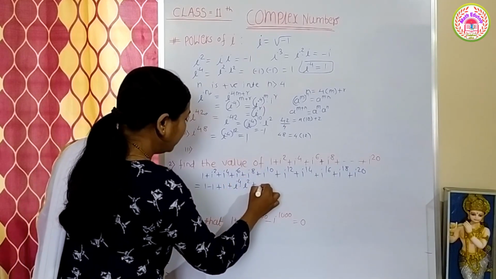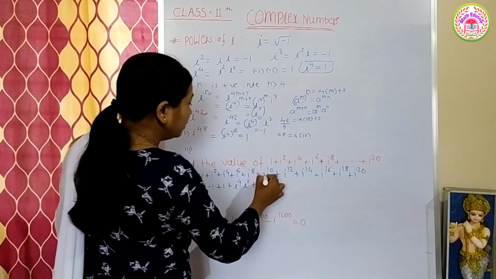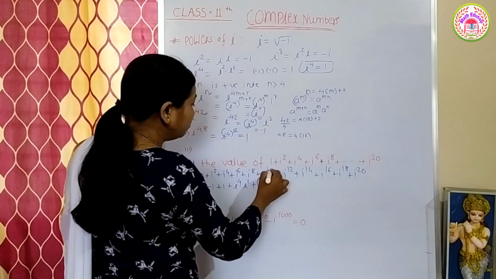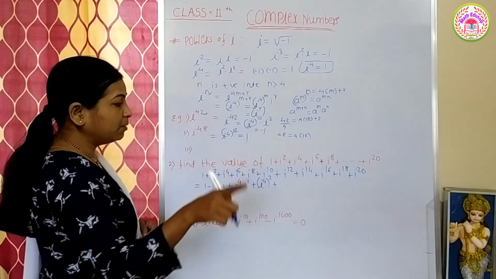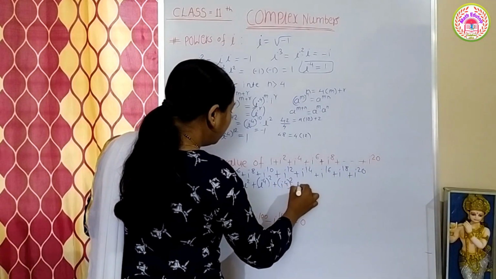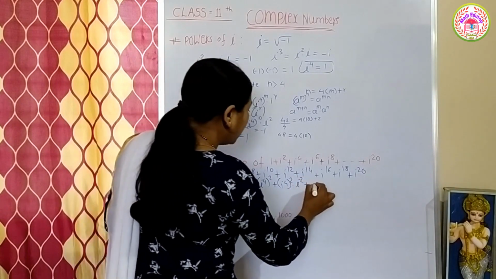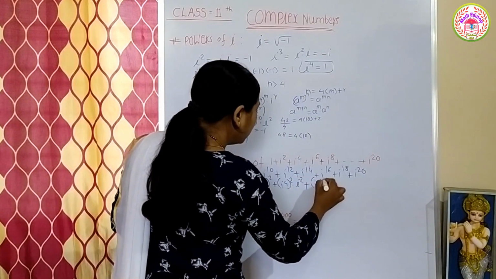This i raised to 8 मतलब क्या? i raised to 4, i raised to 2 क्या होता है? 4 into 2, 8. Then i raised to 10. How to write this? If we divide this 10 by 4, the remainder is 2. That means i raised to 4 raised to 2 into i square form. Then this 12 is completely divisible by 4. That is i raised to 4 raised to 3 is 12.